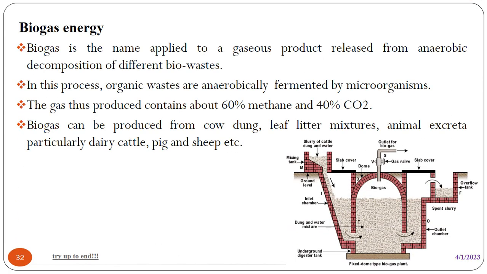The next one is biogas. It's a name applied to the gaseous product released from anaerobic decomposition of different bio-wastes. In this process, organic wastes are anaerobically fermented by microorganisms. The gas thus produced contains about 60% methane and 40% carbon dioxide. Biogas can be produced from cow dung, leaf litter mixture, and animal excreta, particularly of dairy cattle, pigs, and chickens.